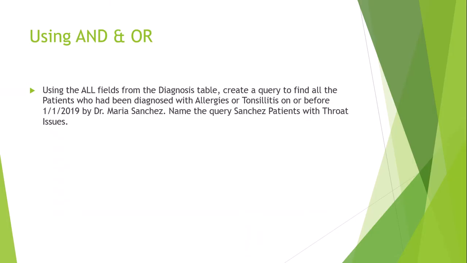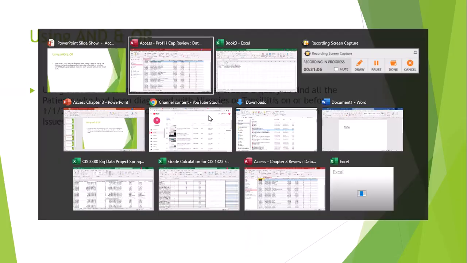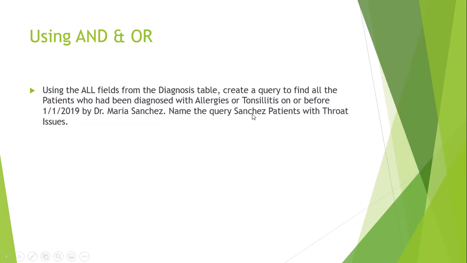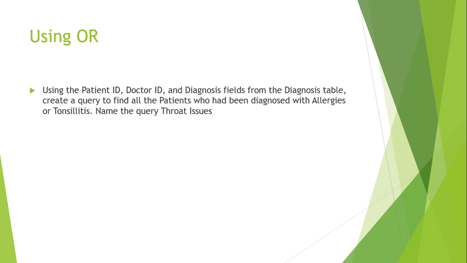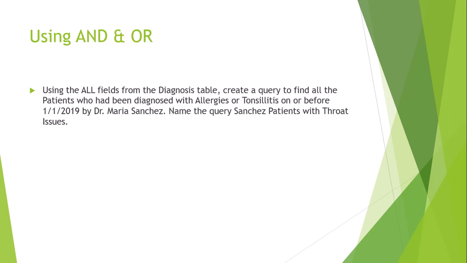Okay. Let's go on to the next part. Actually, before we do that, let me go back and remind you. When we're talking about "and," we're talking about criteria that are on the same row, the same line as each other. When we're talking about "or," we're talking about criteria that are on different rows. Okay, different rows.